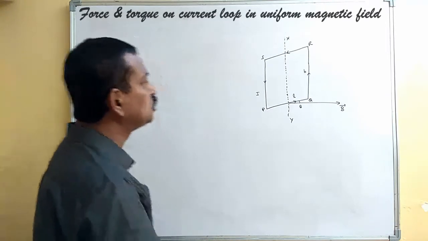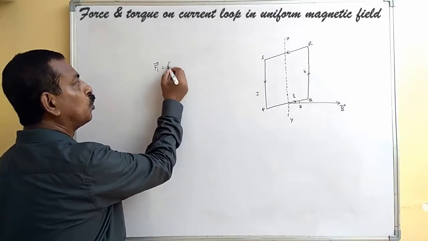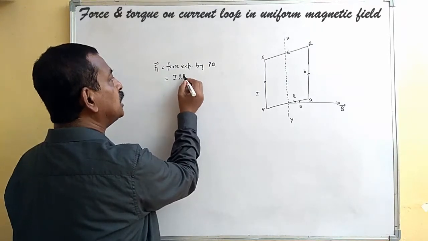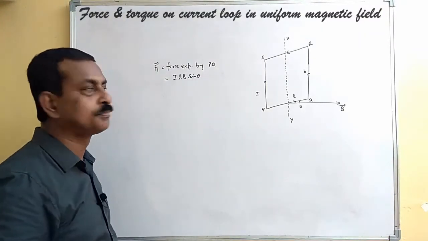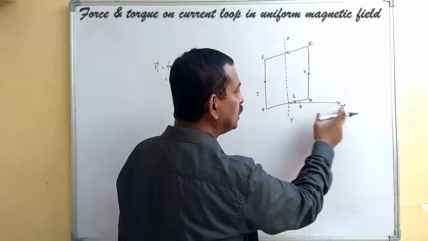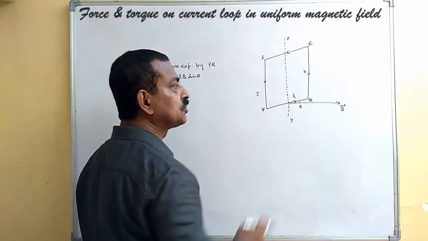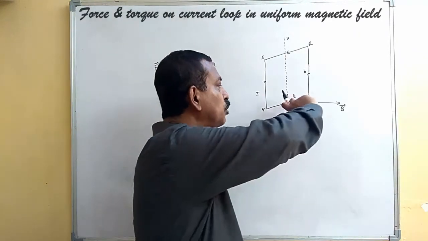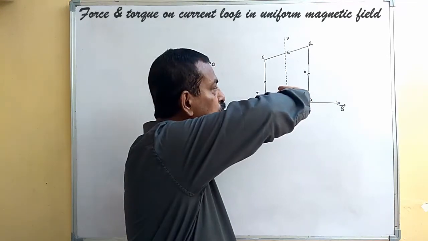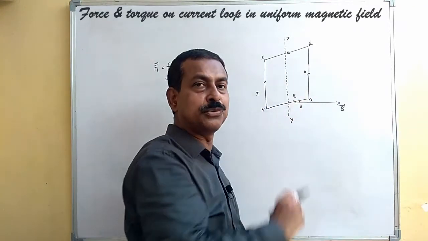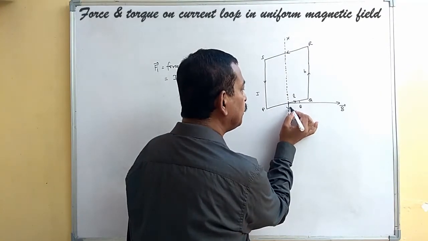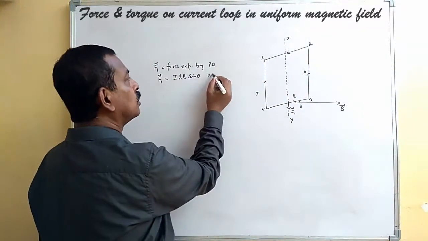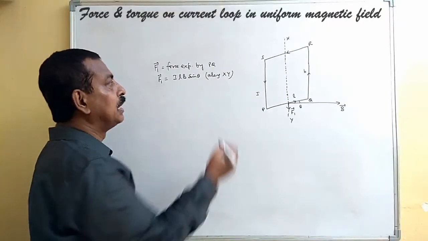Now if I assume that F1 is the force experienced by PQ, it will be I L B sin θ, because I is the current, L is its length, B is the magnetic field, and the angle between the two is θ. Now for its direction, we rotate from the direction of current to the magnetic field through a smaller angle, and the direction of F1 will be along XY. Let's call this equation 1.